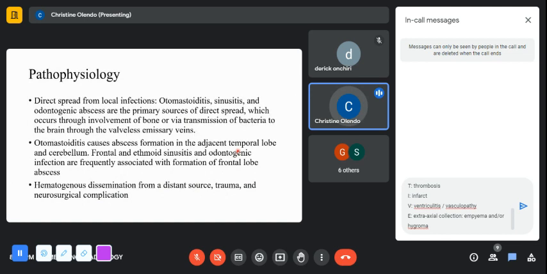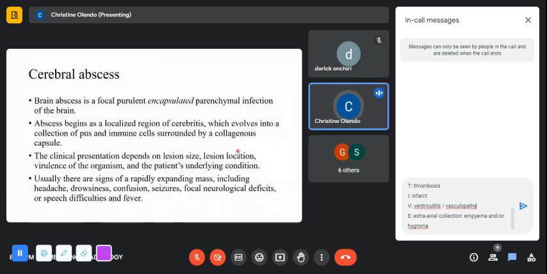Sorry, I skipped a slide. So we're going to cerebral abscess. Now the difference between the abscess and cerebritis is that an abscess is a focal, purulent, encapsulated parenchymal infection of the brain. It begins as a localized region of cerebritis, as we've just seen, and then it evolves into a collection of pus and immune cells that is surrounded by a collagenous capsule.